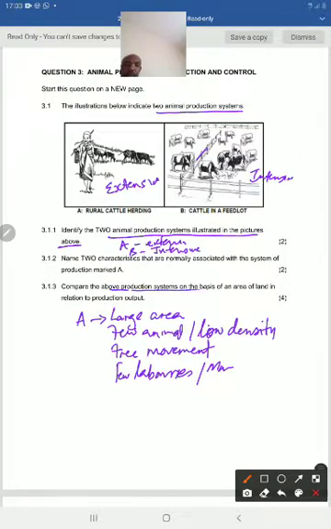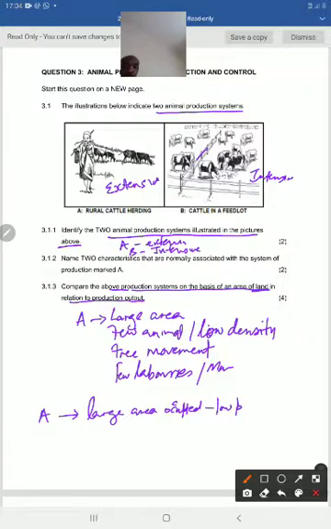Compare the above production systems on the basis of area of land in relation to production output. Okay, A, it's a large area, or large area of land occupied, but there's what? Low production output. Because it says compare, consider area of land size and the production output.